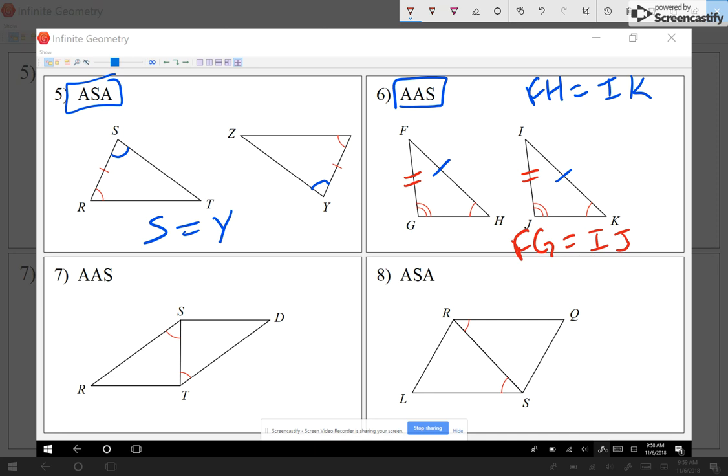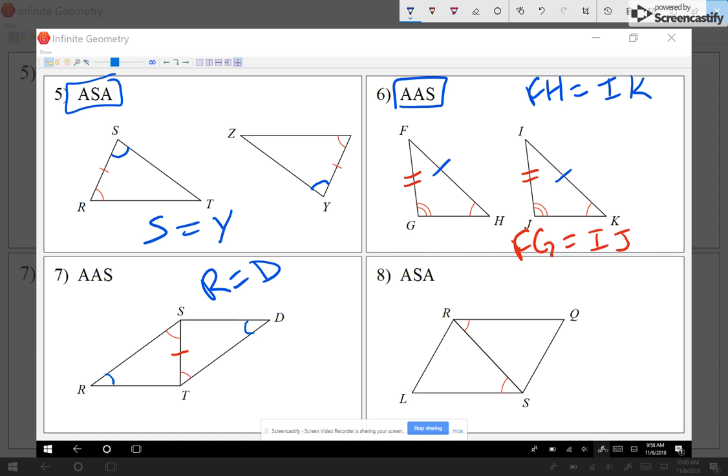Now looking at question number 7, technically I can mark this side because they both share it. I needed angle, side, so the side not between the angles. So I'm going to choose this angle, and I'm going to choose this angle. Remember, the side is not between the angles. So I'm going to say angle R is equal to angle D. Notice for sides, I use two letters, number 6. For angles, I can use one letter, questions 5 and 7.